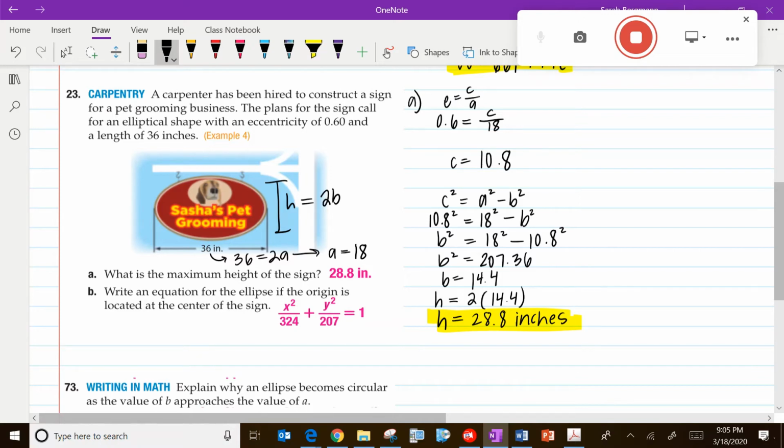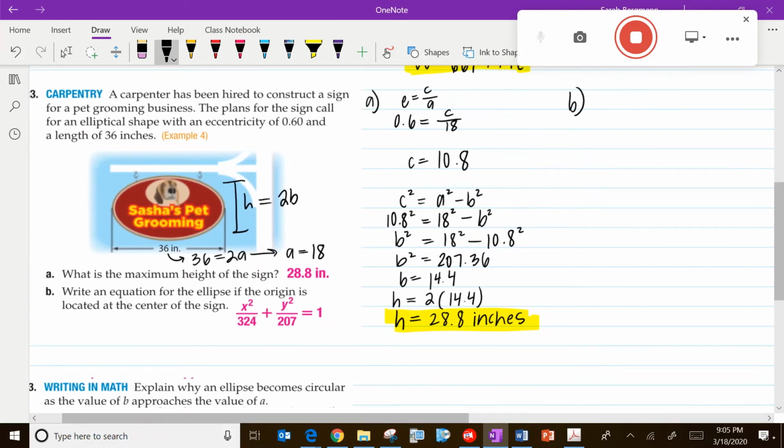Okay, next for part B, the equation. This is a horizontal ellipse, so I know I'm using the equation x squared over a squared plus y squared over b squared equals 1. Again, it's centered at the origin, so I just went ahead and plugged in 0 for h and k.